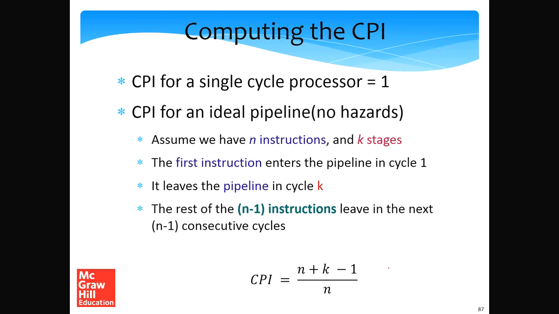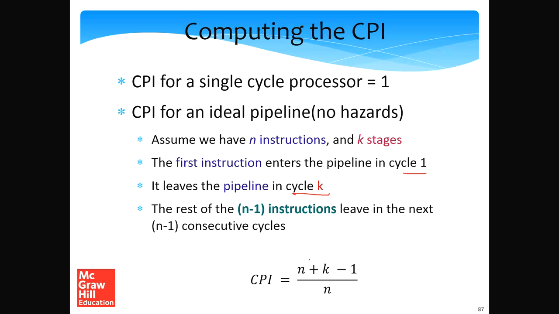Let's now take a look at the CPI. The CPI for a single cycle processor is 1 because all instructions take 1 cycle to execute. Now let's consider the CPI for an ideal pipeline which does not have any hazards. Let's assume we have n instructions and k stages. The first instruction enters the pipeline in cycle number 1, and it will leave the pipeline in cycle k because there are no hazards and thus no stalls. The rest of the n-1 instructions will leave in the next n-1 consecutive cycles.